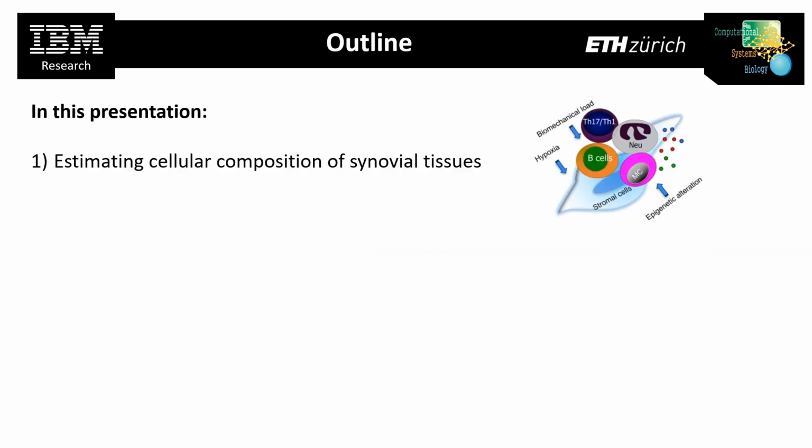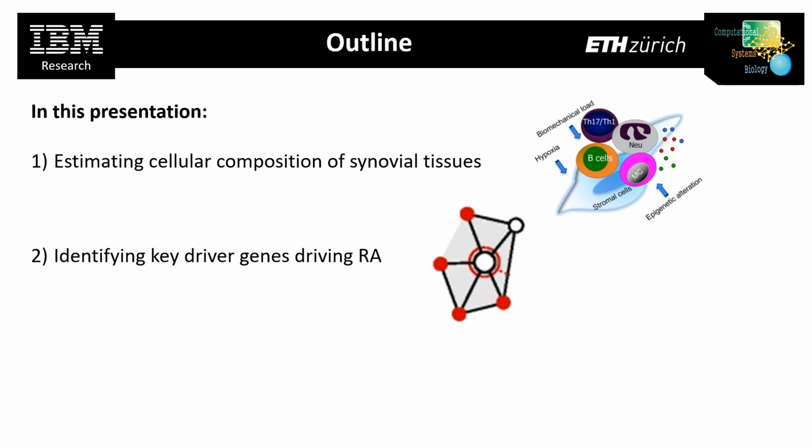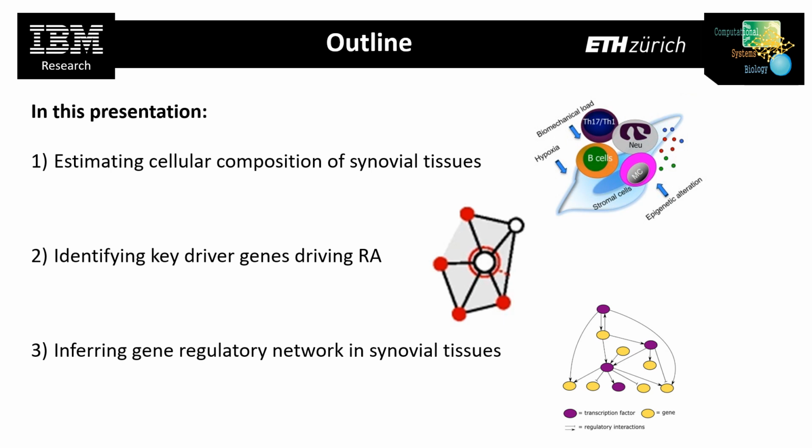So here is what we will present today. We will explain how we can estimate the cellular composition in synovial tissues of rheumatoid arthritis. Then we will explain how we identify key drivers of rheumatoid arthritis in a gene regulatory network. And the last part will focus on the inference of these networks, also cell type specific.